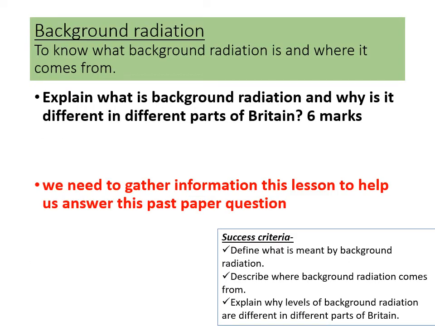So the title for this work today is background radiation. We need to know what background radiation is and where it comes from. By the end of this lesson, you should be able to answer this 6-mark question: Explain what is background radiation and why it is different in different parts of Britain. To get there, we're going to gather information this lesson to help us answer this past paper question.